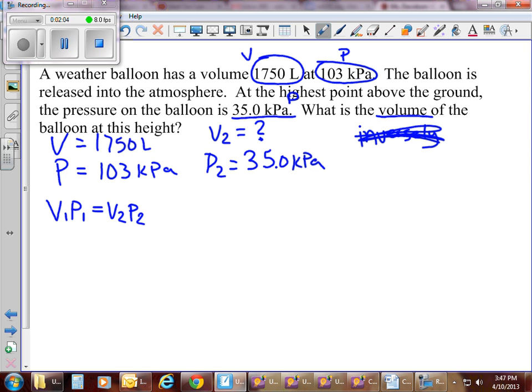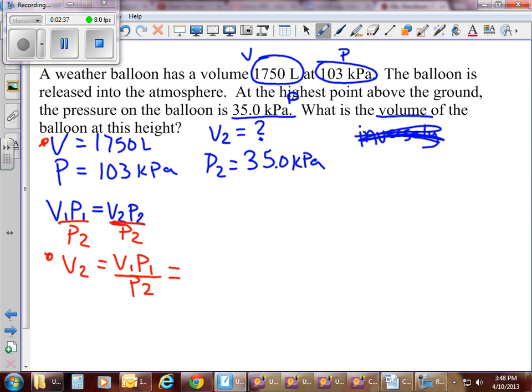Well, I realized in this problem that I am trying to get my V2. So I'm going to divide both sides by P2, so V2 is by itself. All right, so I'm going to get V2 equals V1 times P1 all over P2. Okay? And so now once I get this, this is my first step. Second step, plug in your numbers.